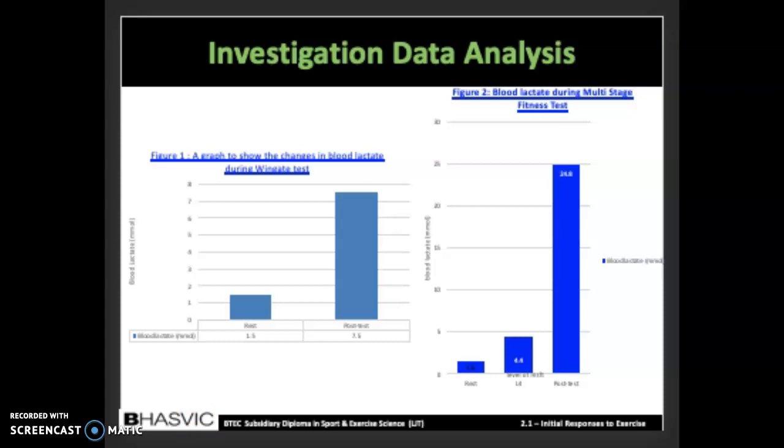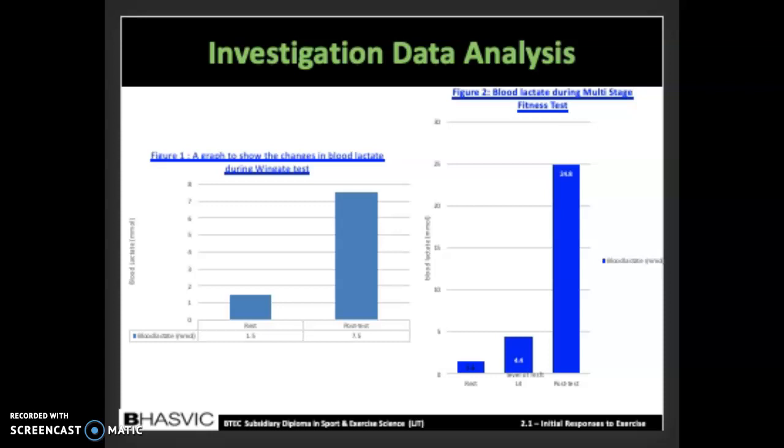After 10 seconds from starting the test, the energy system must change again, otherwise the muscles will stop contracting. The anaerobic glycolytic system kicks in. The high demands of the test and having to work maximally causes a high intensity. This is why the lactic acid system is recruited.